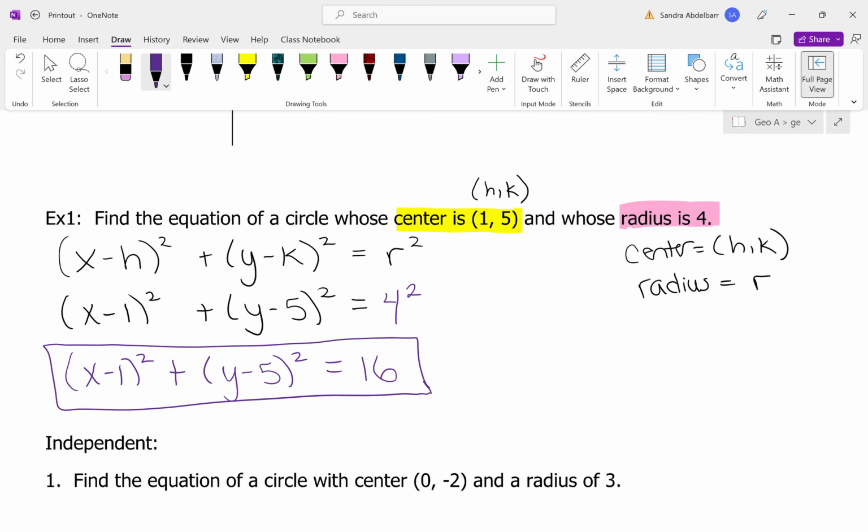How come in this equation I don't have numbers in for x and y? Anybody know? How come I don't have numbers in for x and y?